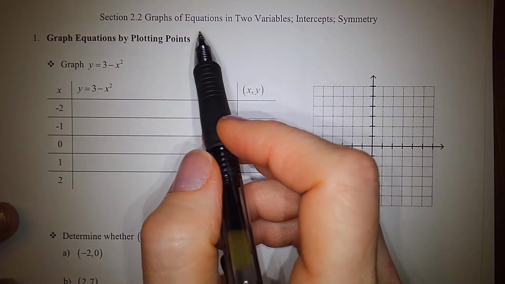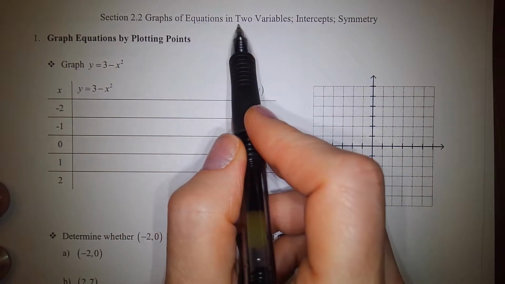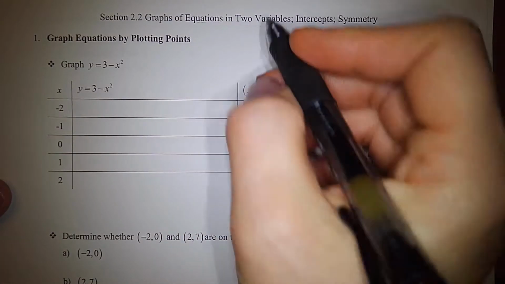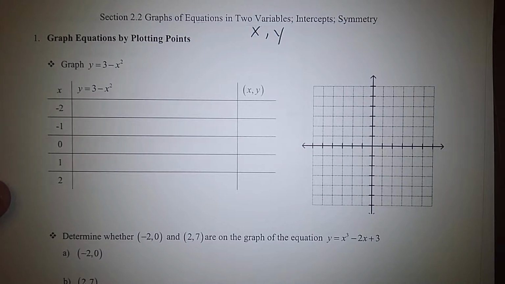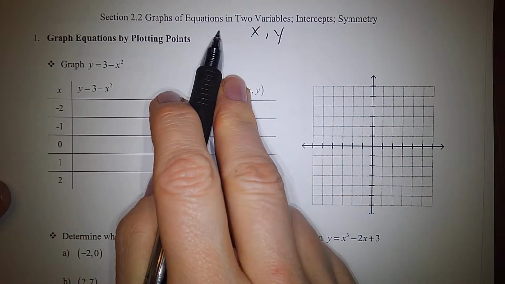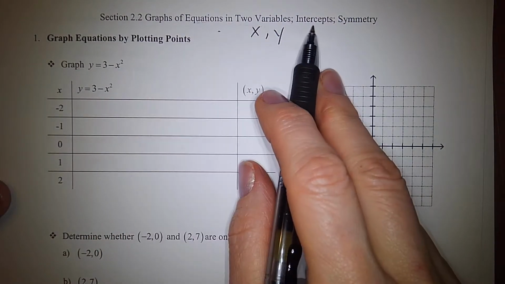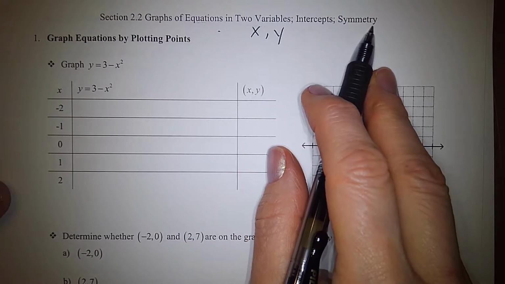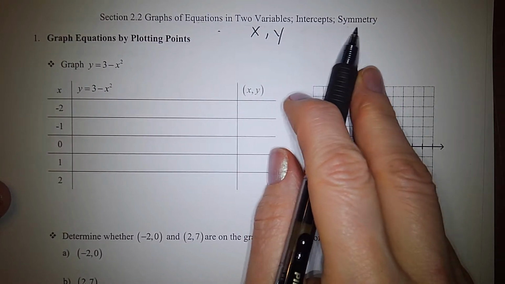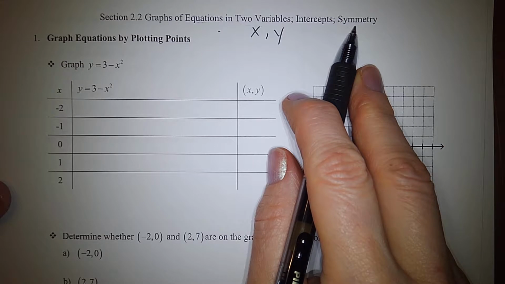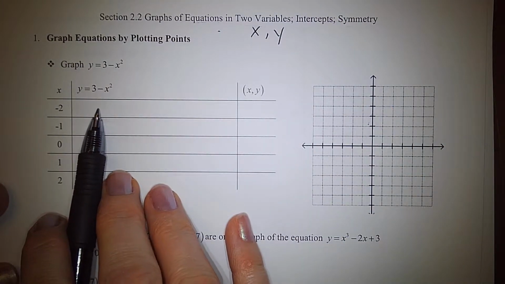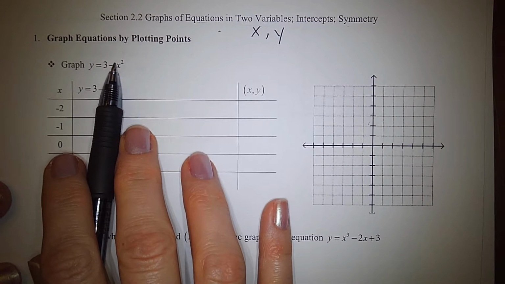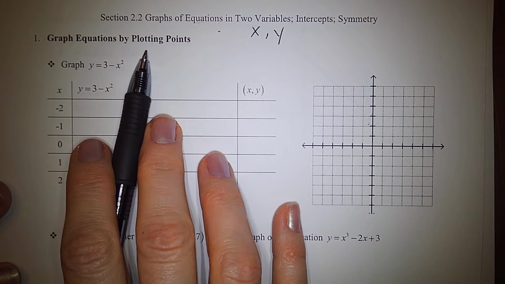Now we're going to discuss the graphs of equations in two variables. Typically, the two variables will be x and y. Not only how we can graph those, but also how we can find the intercepts and whether we can dictate whether there is any symmetry in the graph.